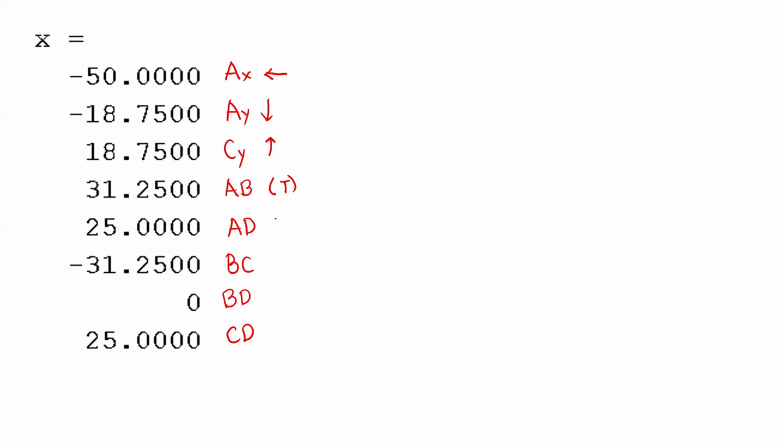For AD, we see a negative value, so that is compression. For BD, zero, so it's neither under tension nor compression, as it doesn't have any internal force. Then for CD, this is under tension. So therefore, this is now the final answer of internal forces and reactions for your truss system. And that's how we solve our truss for its internal members.